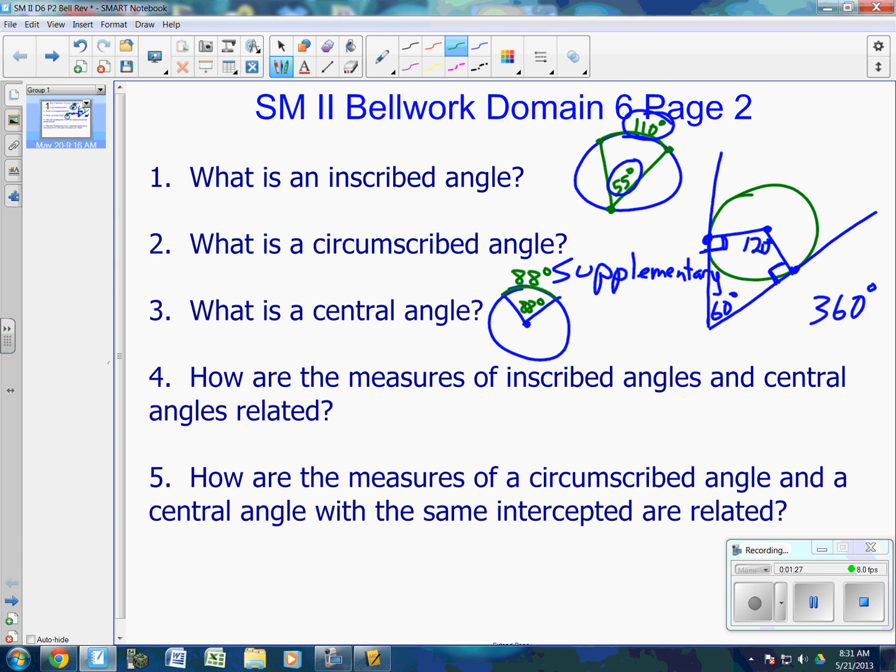Number 4, how are the measures of inscribed angles and central angles related? Okay, an inscribed angle is half of its intercepted arc, and the central angle is the same as the intercepted arc. I already answered that question up there, right? So an inscribed angle, right here, is going to be half its intercepted arc, and a central angle and its arc are congruent.